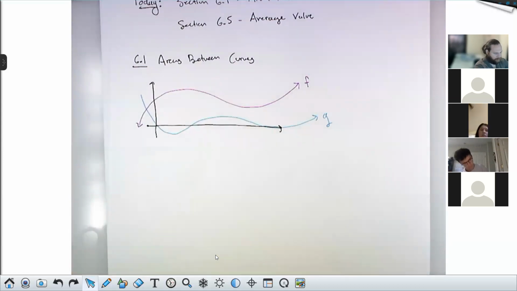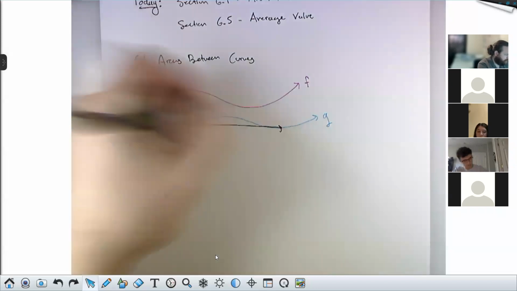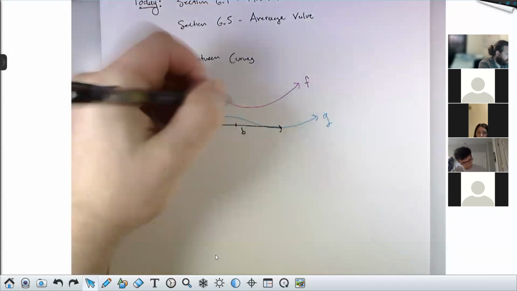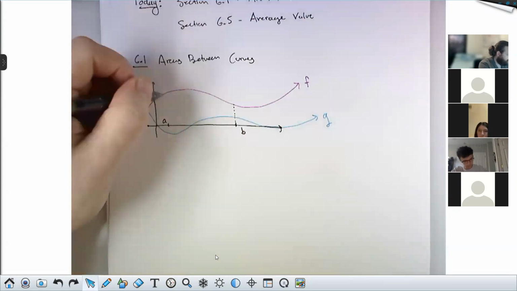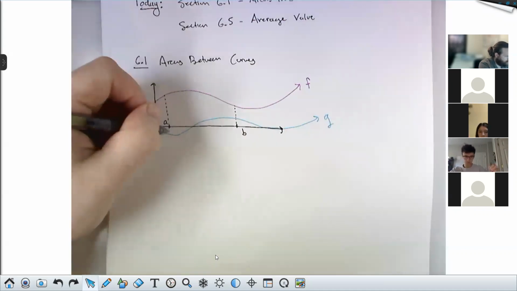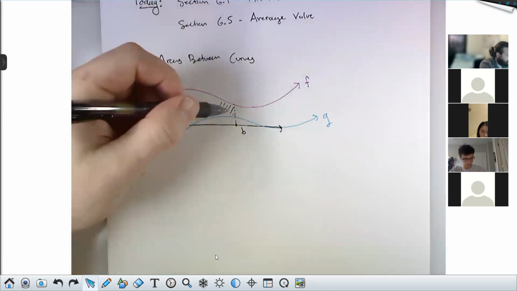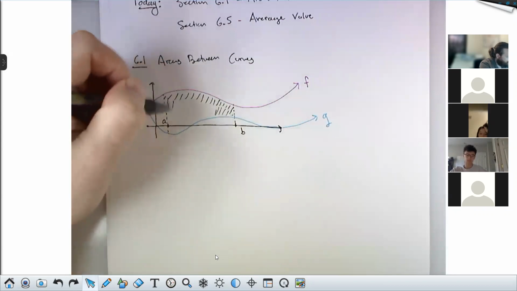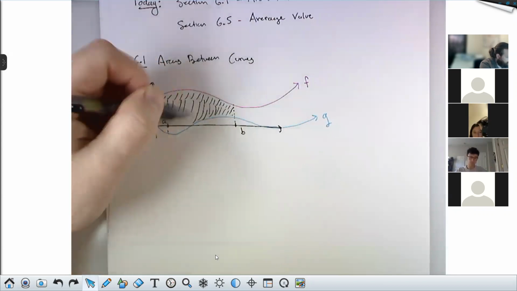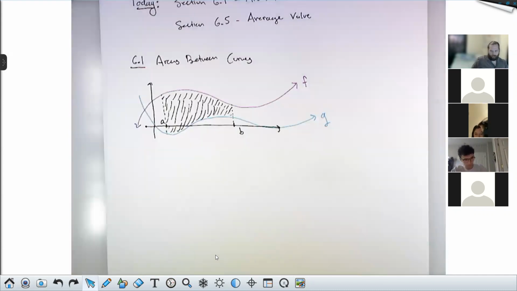Now, if you give me an interval from a to b, between these two curves lies a region. And the area we're hoping to calculate is the area of that region between the two curves. So this shaded area is what I would like to find.